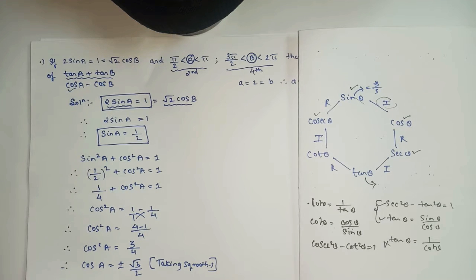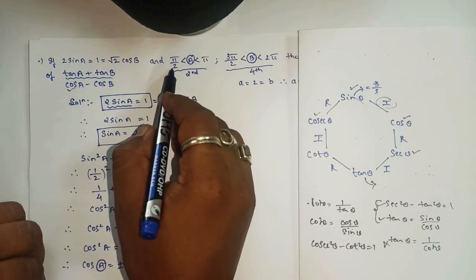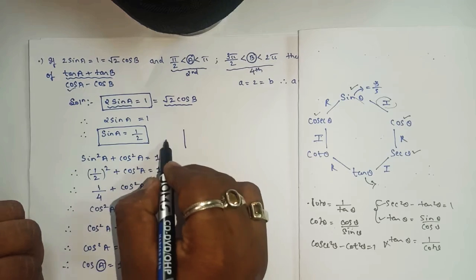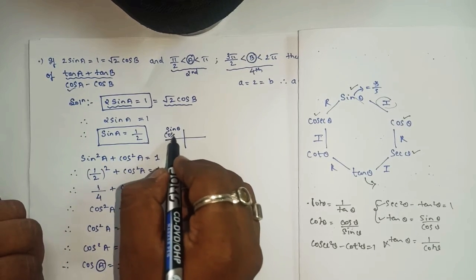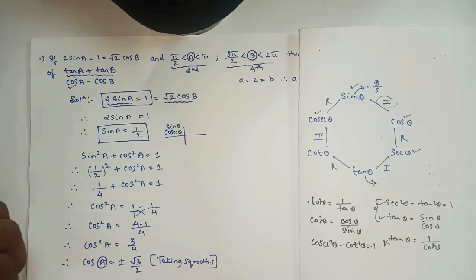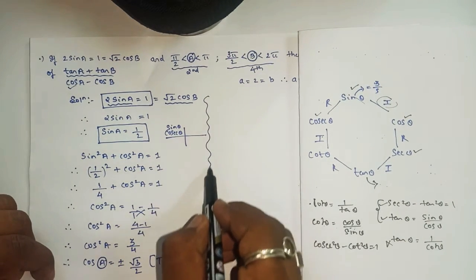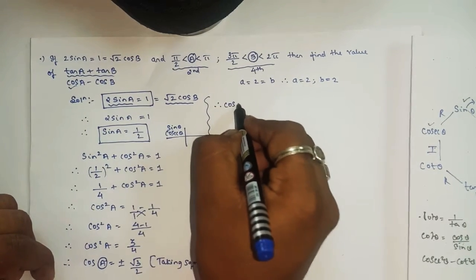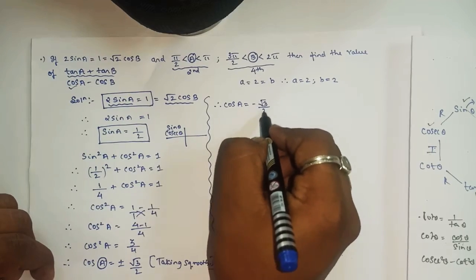So now we have to decide. As we know that angle A lies between pi by 2 to pi, that means it lies in the second quadrant. And we know that in the second quadrant sine theta and cosec theta are positive. So cos will be what in the second quadrant? It will be negative. Okay, yes or no? So therefore can I say here cos A will be equal to what? Minus, we have to consider minus.